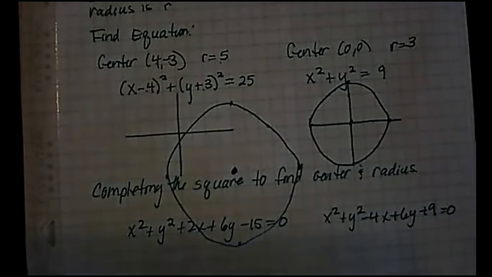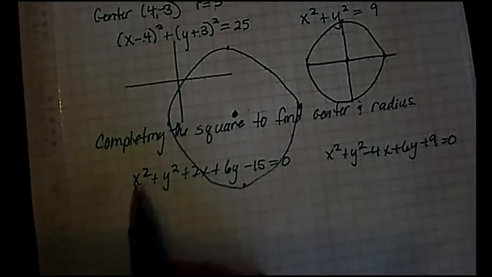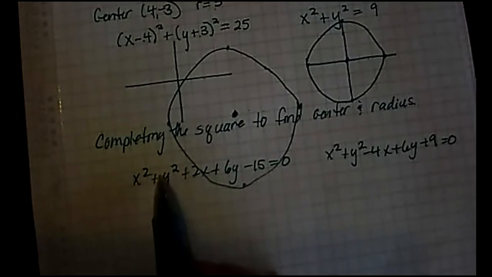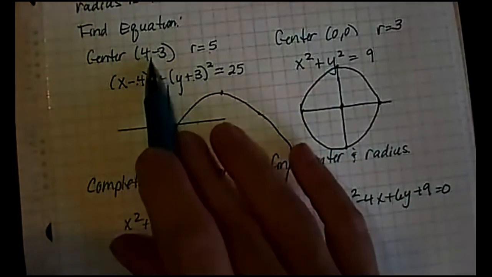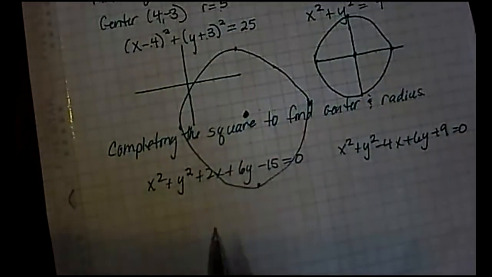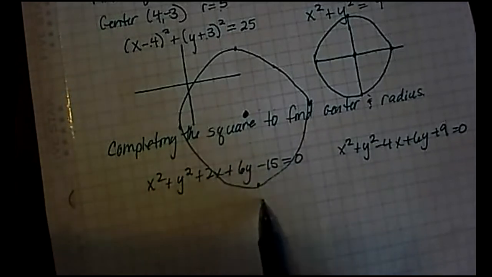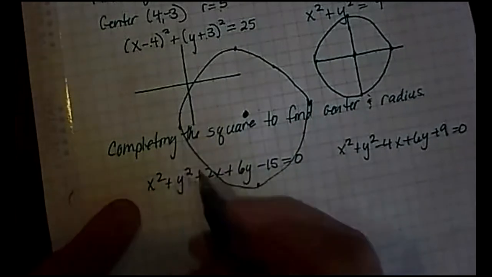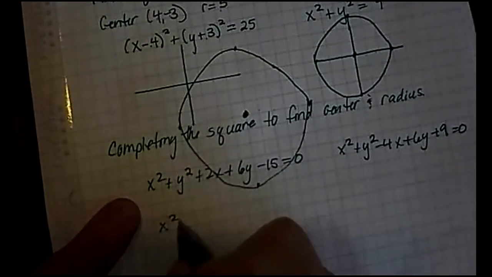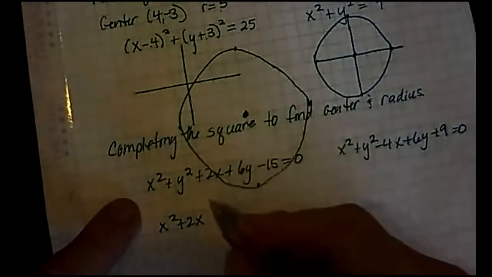Now I've kind of ruined my next part, but I think we can still work with it. This says use completing the square to find the center and radius. So I want to get it into this form so I can find the center and the radius. Here's what you need to do to begin with. You need to get your x's beside each other, your y's beside each other, and get rid of your constant. So here we're going to have x squared plus 2x, with the x's together. And then we have the y's.